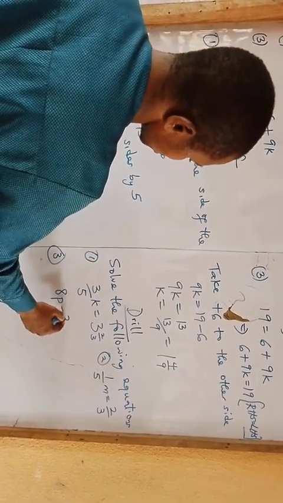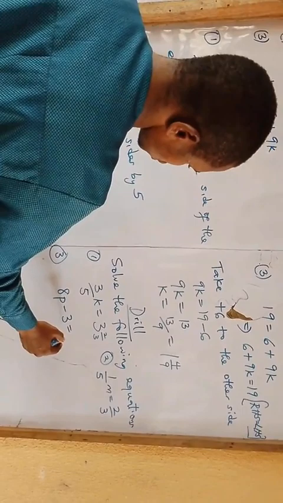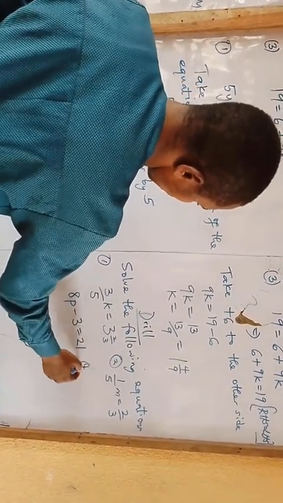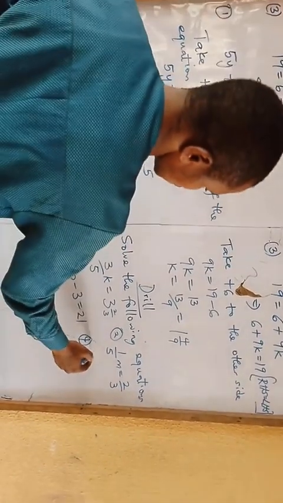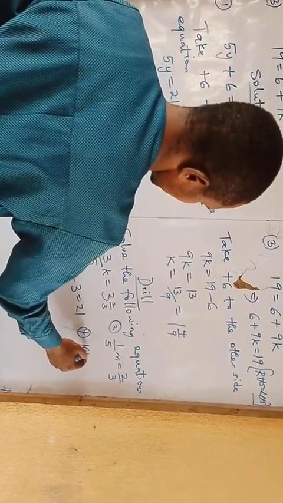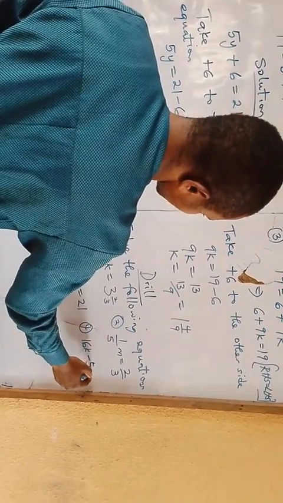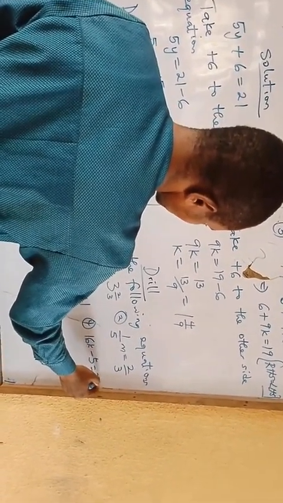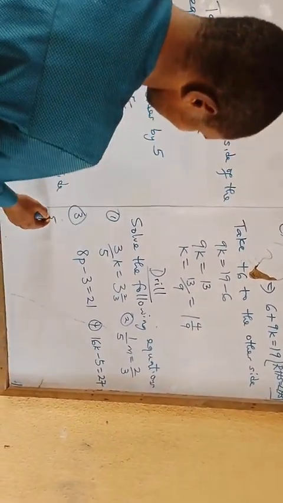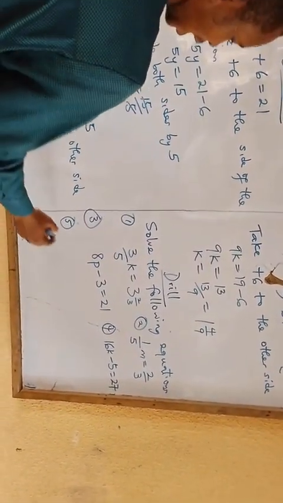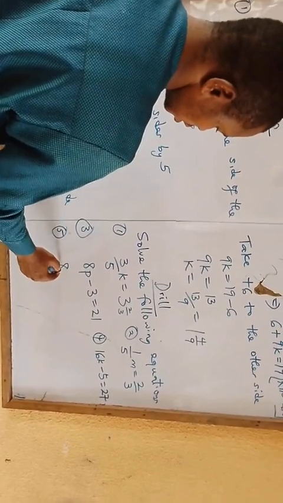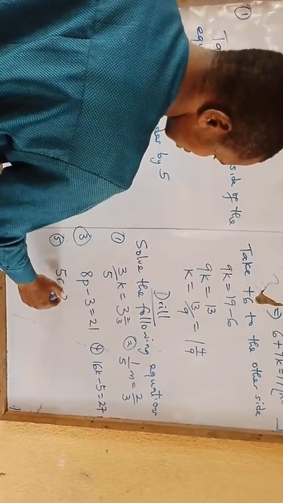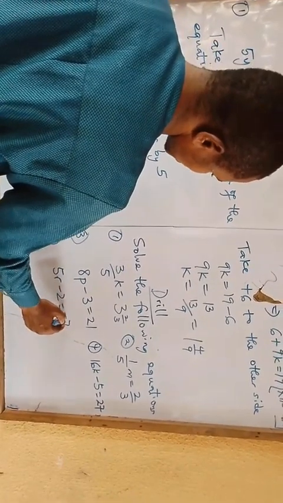8p minus 3 is equals to 21. Then number 4, you have 16k minus 5 is equals to 27. Then number 5, you have 5r minus 2 is equals to minus 7.